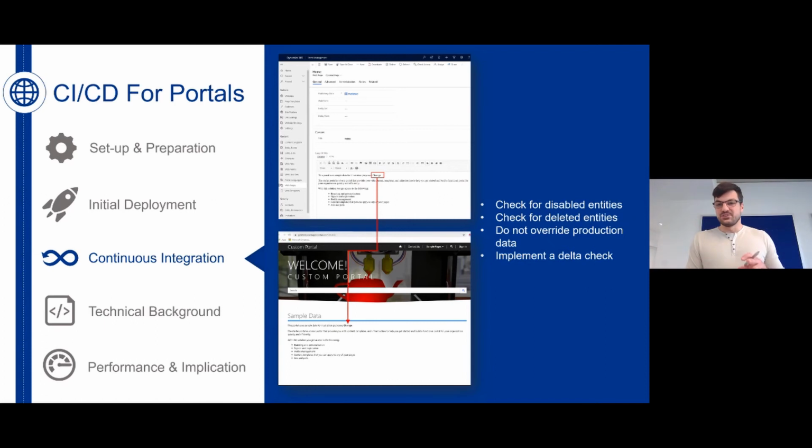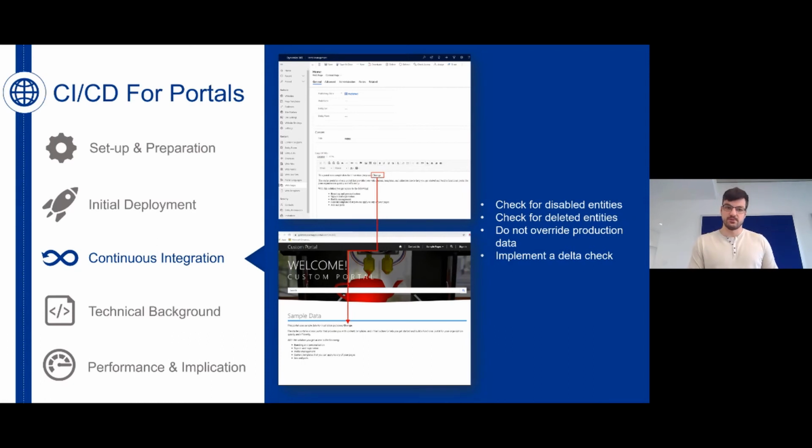So always try to focus on the configuration data. So for example, web pages and so on, but no contacts, no accounts and so on. So do not include any production data. And a very interesting thing here, check for disabled entities. So this is actually very easy.